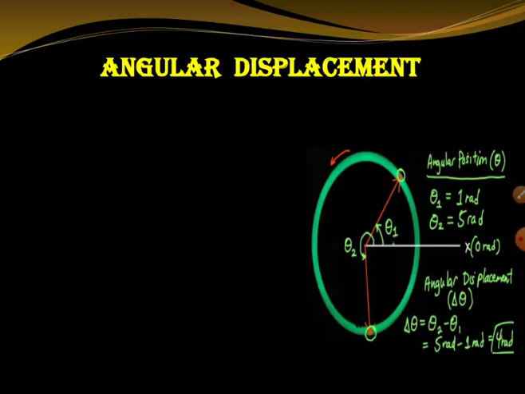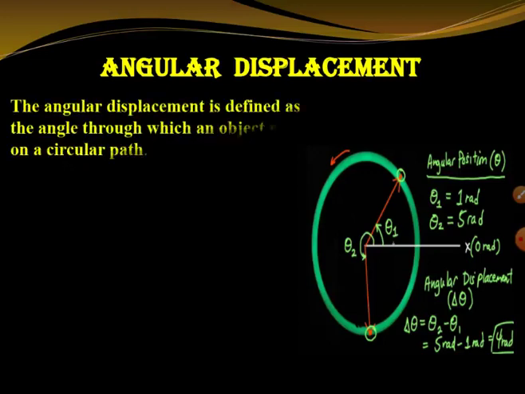Here we need to take the difference of the final angle described by the body and the initial angle. So that is known as angular displacement. Angular displacement is defined as the angle through which an object moves on a circular path during a given interval of time.